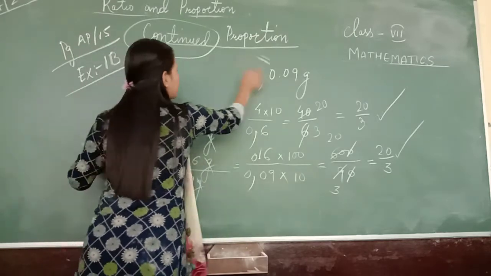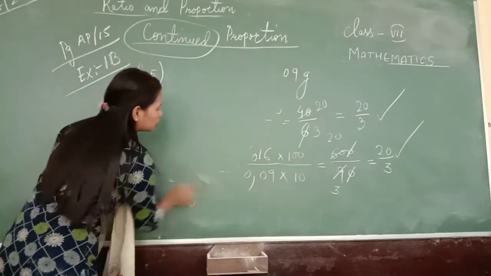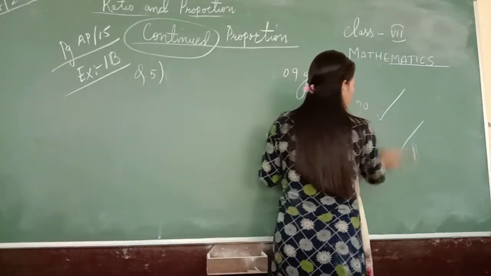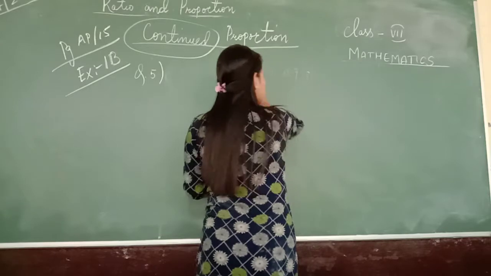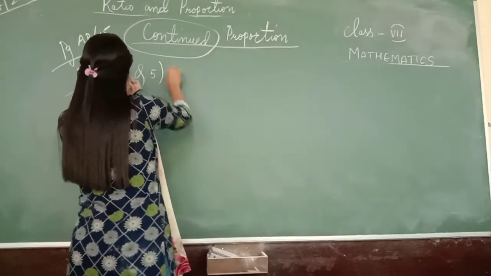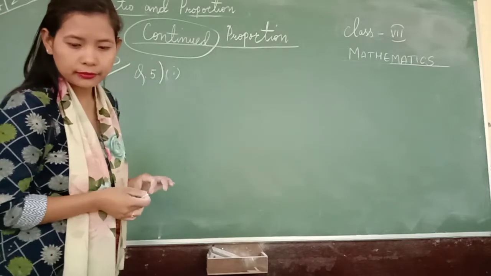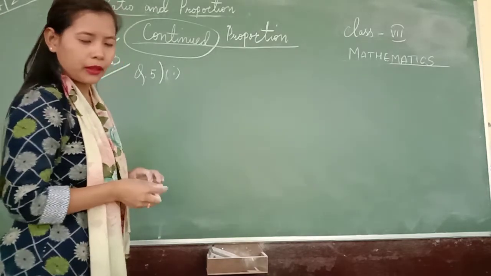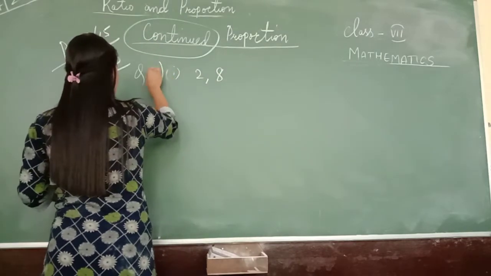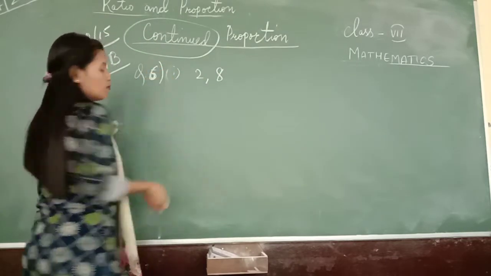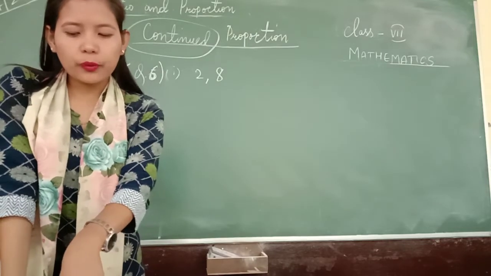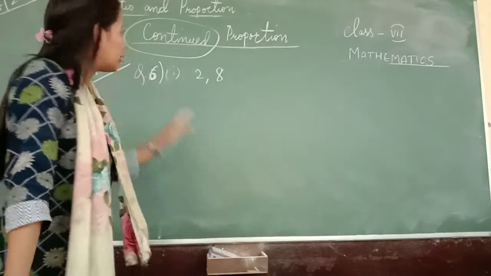Okay, so let me move on to question number 6. In question number 6, you need to find out the third proportional to the given terms. Okay, you have two terms given, you need to find the third proportional. Okay, so I'll take one question, that is between 2 and 8. Okay, so this is question number 6. Find the third proportional to each of the following set of numbers. You need to find the third proportional.